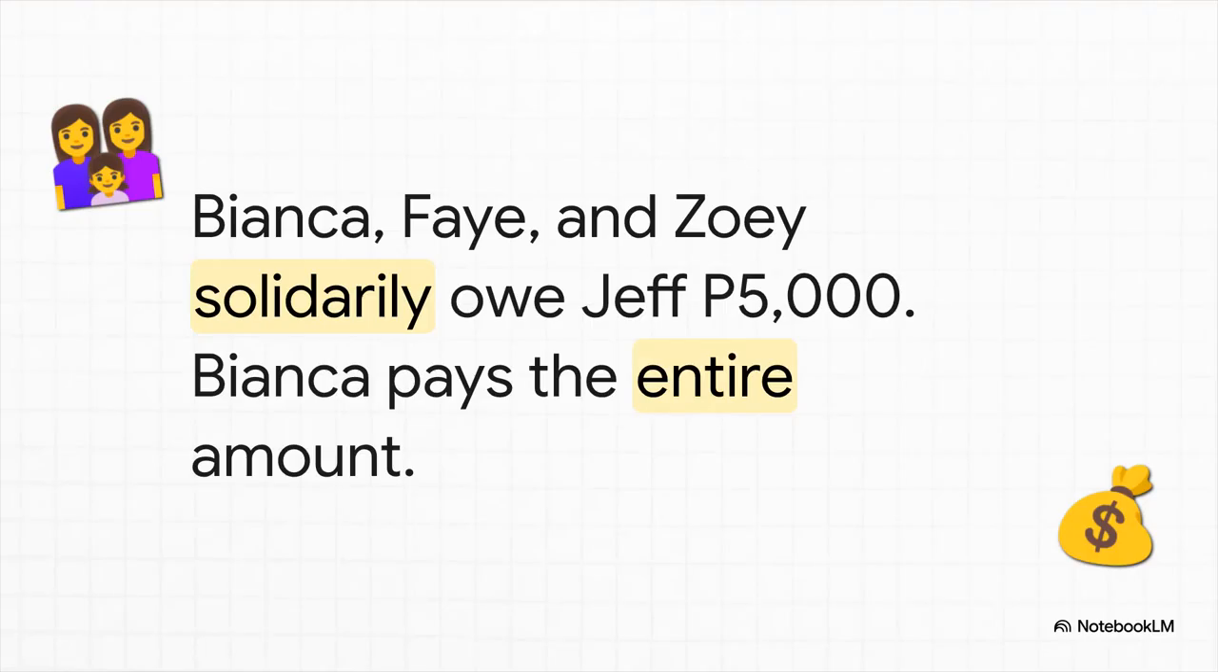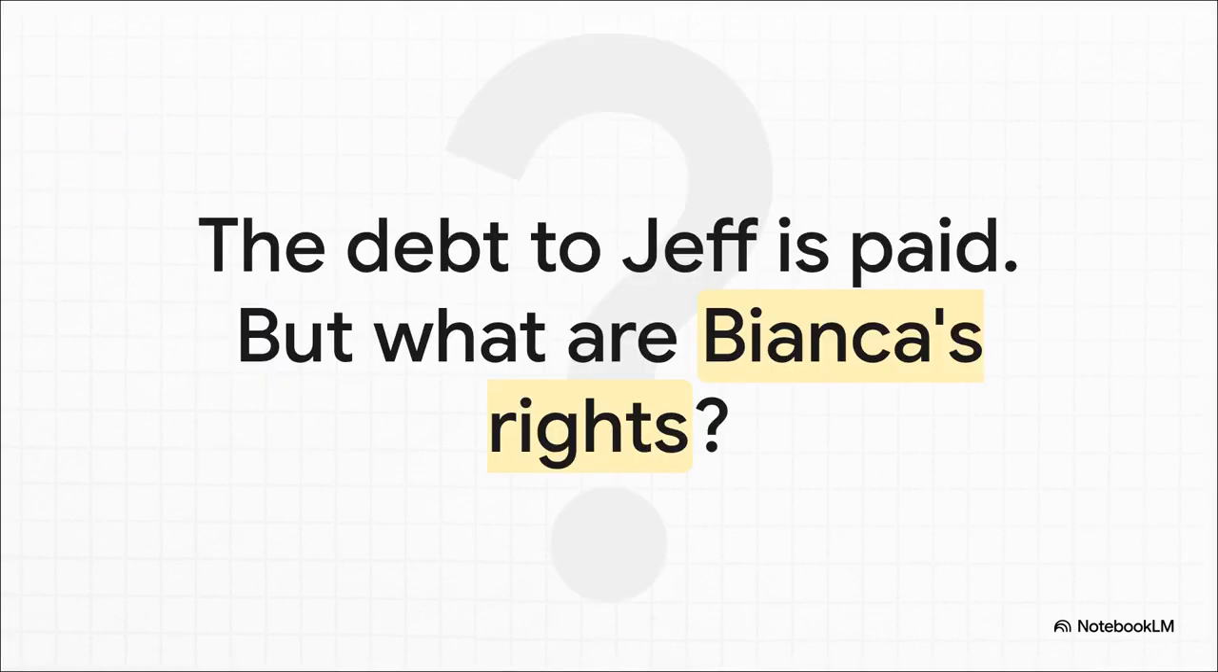Okay, let's meet our new squad, Bianca, Faye, and Zoe. And here's the key. They solidarily owe 5,000 pesos to Jeff. Jeff comes knocking, and Bianca, being the responsible one, pays him the whole 5,000. So, Jeff is happy, he's got his cash. Is his story over? Not even close.